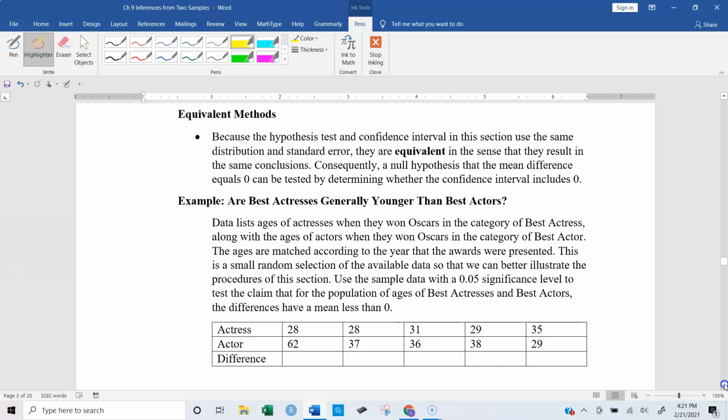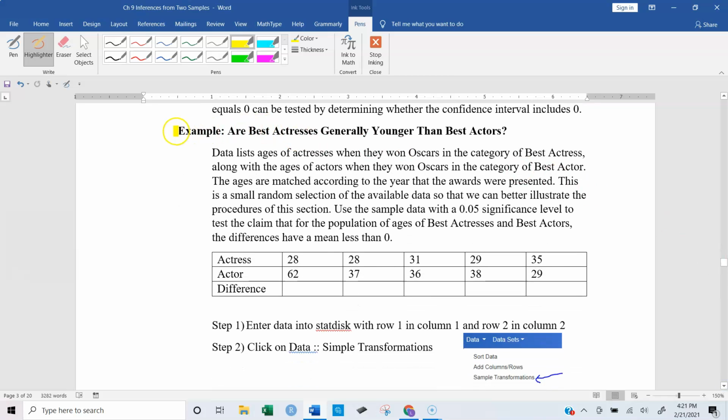Here we go. We have an example of best actresses are generally younger than best actors. This here is by Oscars of best actors and actresses. It's according to year. So they are paired because this is one year, and then this is the next year that this happened, and the next, and the next. So you can see they are paired data because they come from the same year.